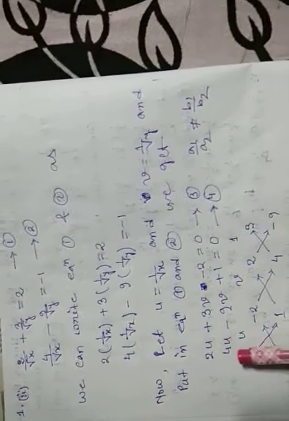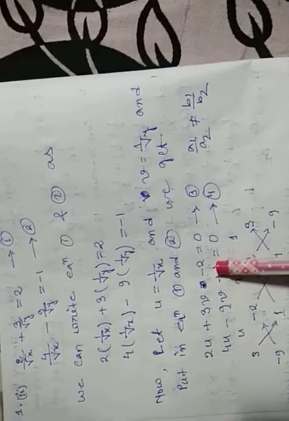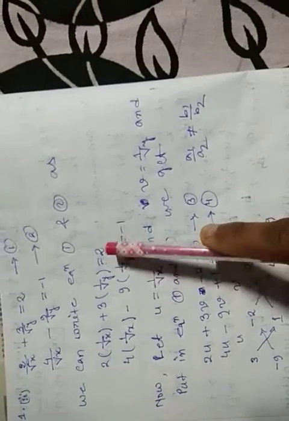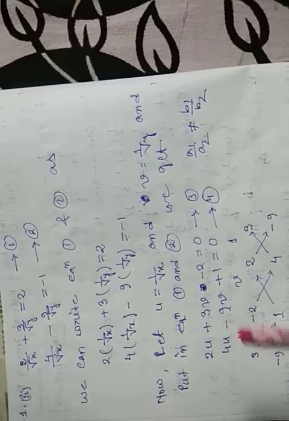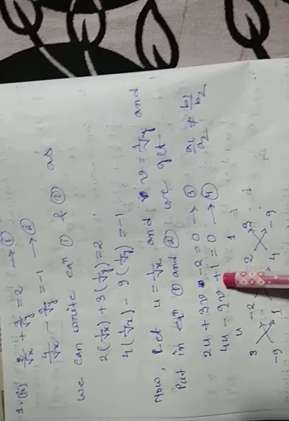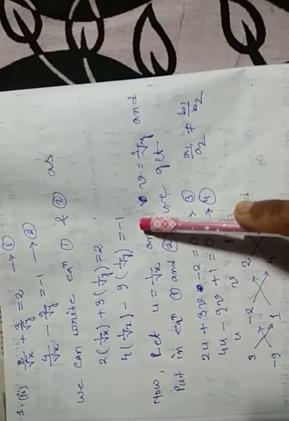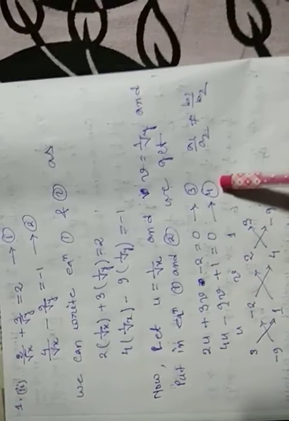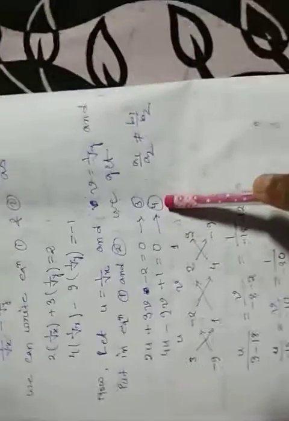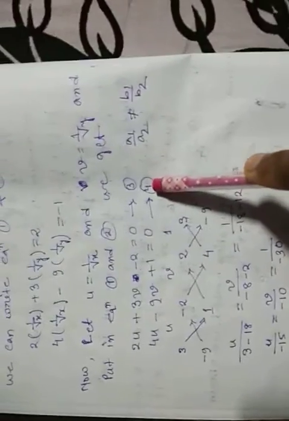Then we get 2u plus 3v minus 2 equal to 0, because we can take 2 from the right side to the left side, so it becomes negative. So it's equation number 3. And 4u minus 9v plus 1 equal to 0, because minus 1 on that side, we can take to the left side, so it becomes plus 1. So equation number 4.